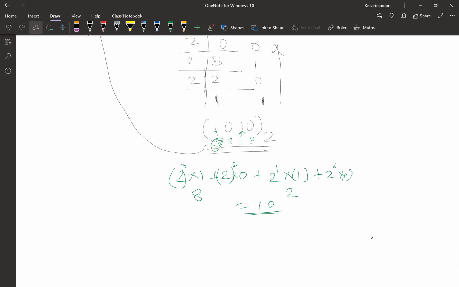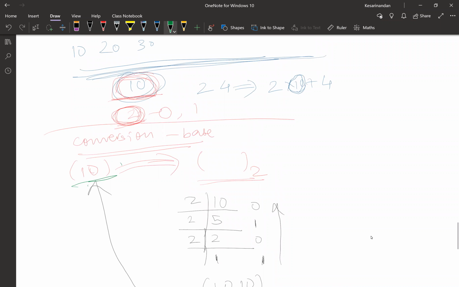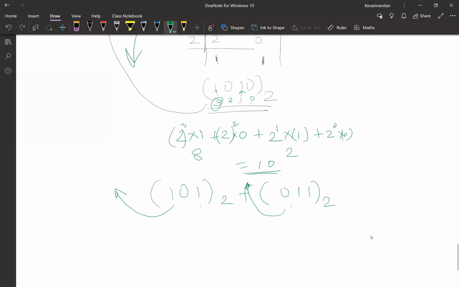So if I ask you guys, what is 101 base 2 plus 011 base 2, how will you proceed? Will you solve this directly, or convert this to base 10, and well, we are well aware of how two numbers in base 10 are added, and then convert them back to base 2? No, we can directly add, directly do an addition operation.